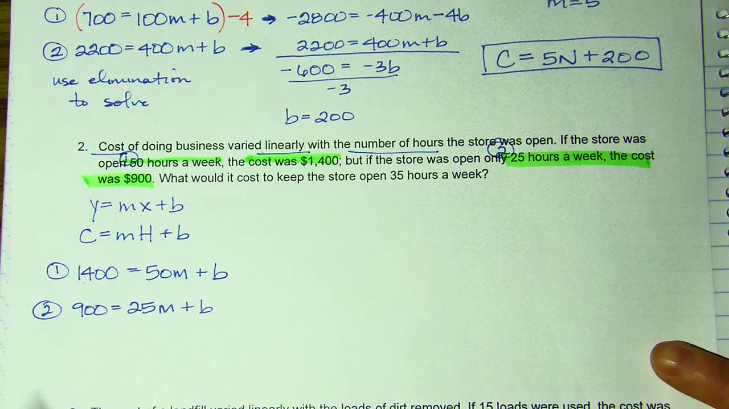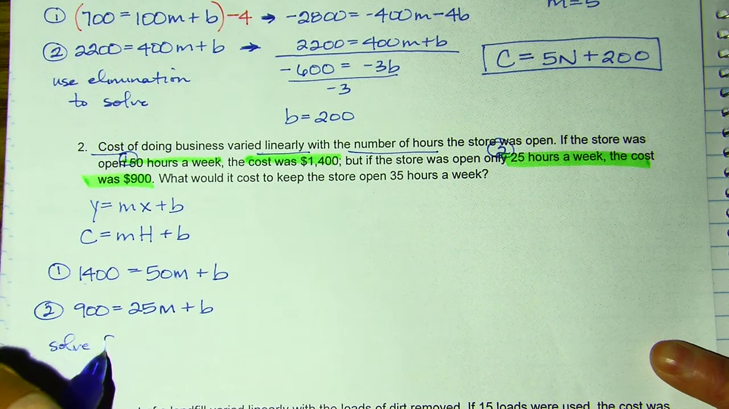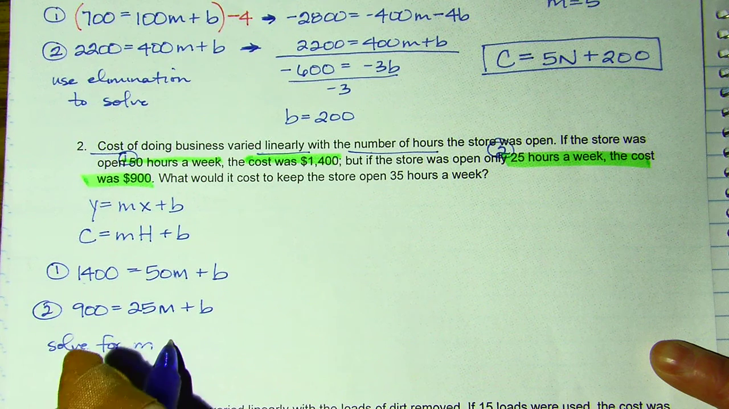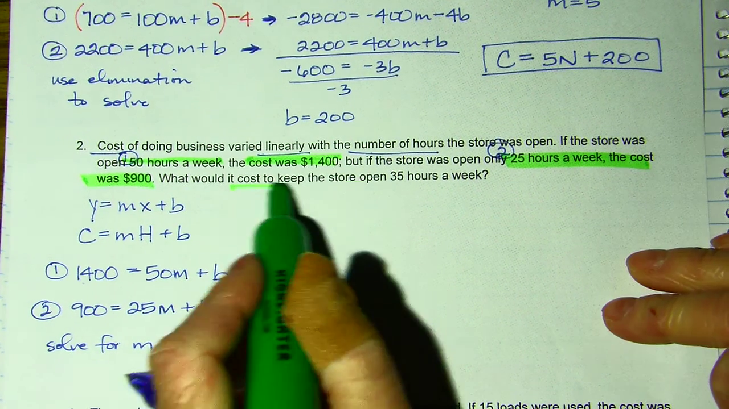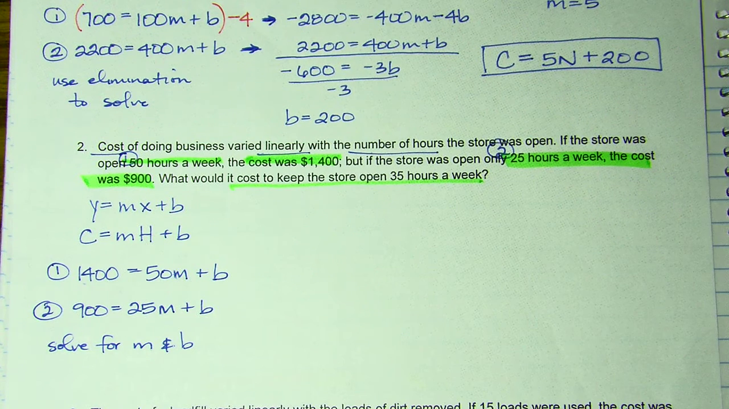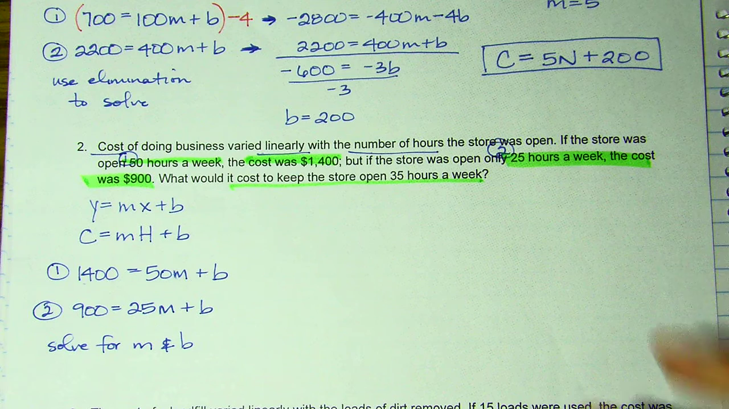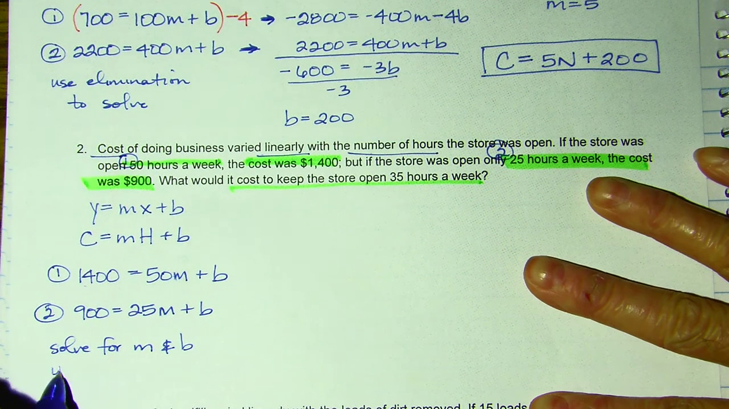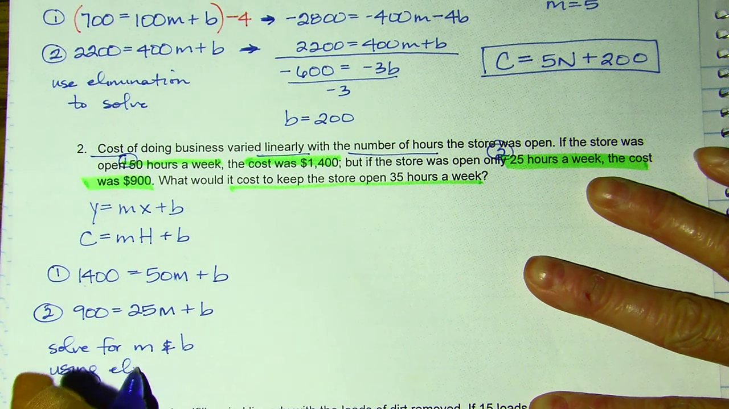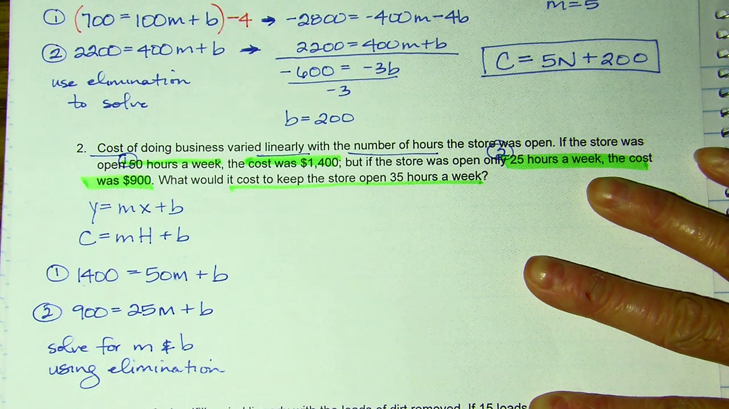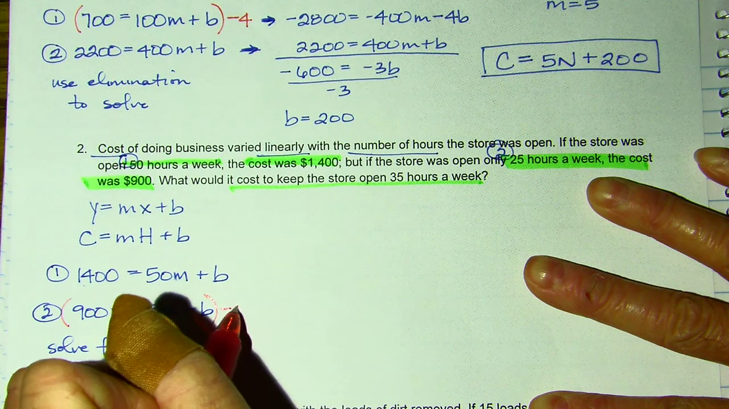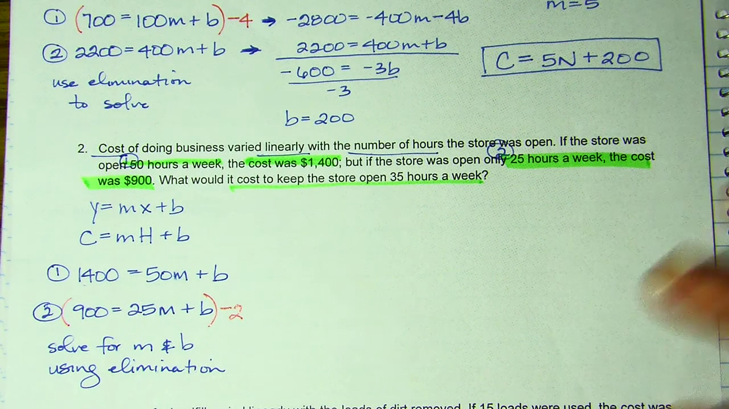Okay, now we are going to solve for M and B, and then we will find the cost to keep it open 35 hours a week. But first we need to find an equation. So again, I'm going to use elimination. So I'm going to solve for M and B using elimination method. There's elimination and substitution. And so I'm going to make, this is 50, this is 25, so I'm going to make the bottom a negative 50 so that it will cancel.